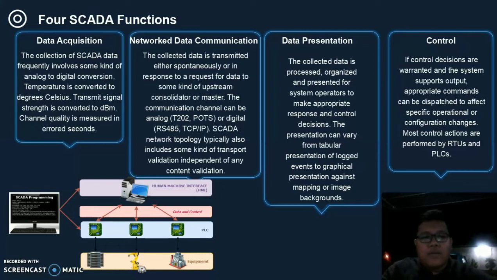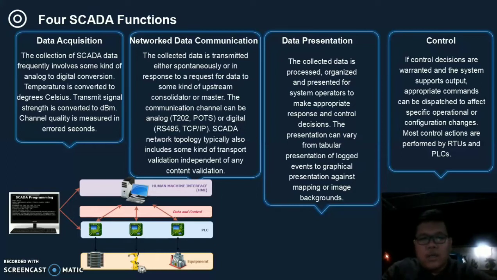The collection of SCADA data frequently involves some kind of analog to digital conversion. Temperature is converted to degrees Celsius, transmit signal strength is converted to dBm, and channel quality is measured in errored seconds. Second, network data communication. The collected data is transmitted either spontaneously or in response to a request for data to some kind of upstream consolidator or master.